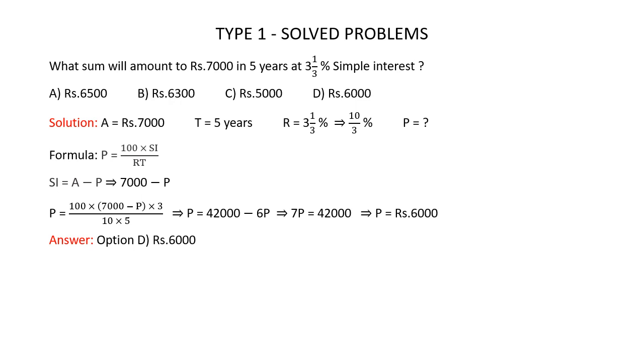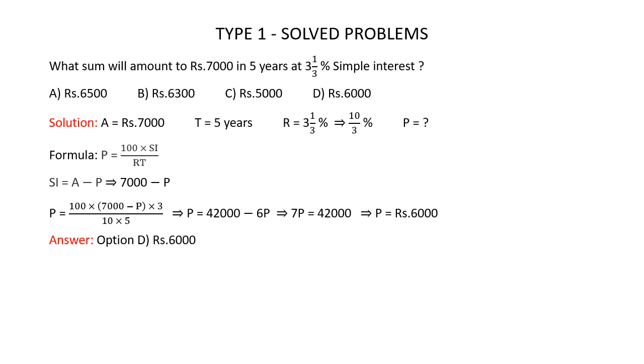Now the formula to find principal is P is equal to 100 multiplied by SI divided by RT. Now here we know the value of R and T, but we do not know what is SI. Now we know that simple interest is equal to amount minus principal. Now amount is given as rupees 7,000. So substituting that value in the formula here, we get simple interest is equal to 7,000 minus P. Now let's substitute all these values in the formula here to find the principal.